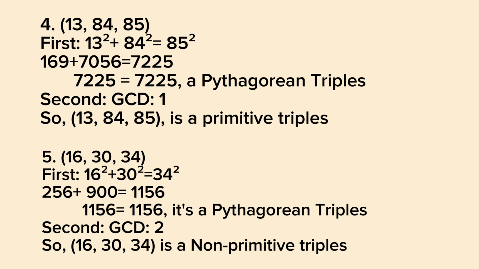Let's have another one again, 16, 30, 34. Follow the rule again. 16 squared plus 30 squared is equal to 34 squared, and that will be 256 plus 900, and our 34 squared is 1156. Since they're equal again, it's a Pythagorean triple. And second, we're going to find their GCD, and since their GCD is 2, that is non-primitive. Since the three numbers 16, 30, and 34 can be divided by 2, and that is greater than 1, that is a non-primitive triple.